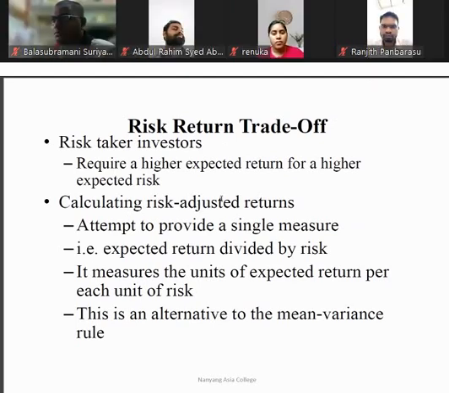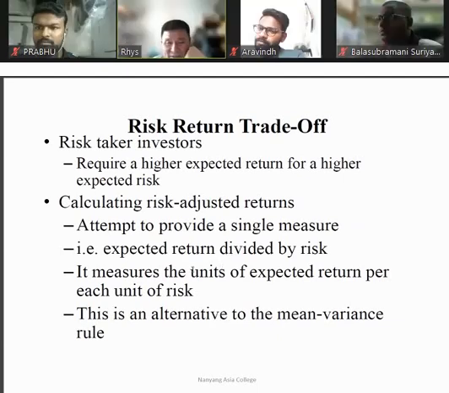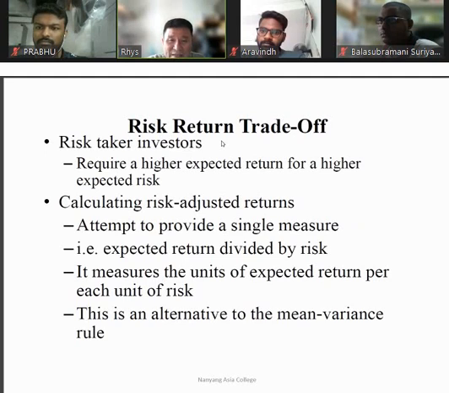Calculating risk-adjusted return. This attempts to provide a single measure, that is expected return divided by risk. So what is the risk percentage according to the return? It is the measure of a unit of expected return per unit of risk. This is an alternative to the mean-variance rule. So all these things can be calculated even without statistics. If you have experience in a project, you can estimate how many days the job will finish, etc.